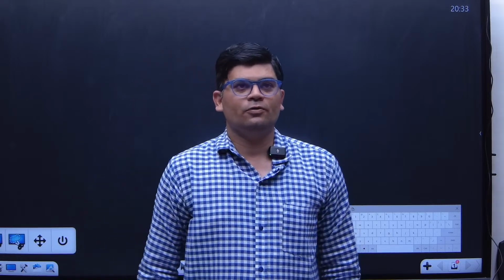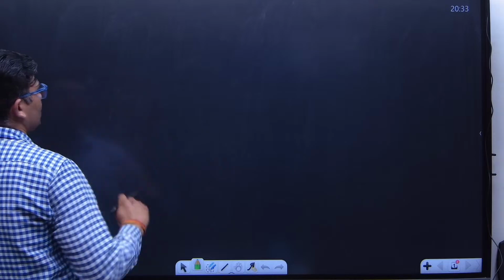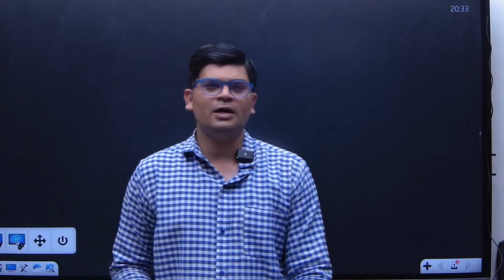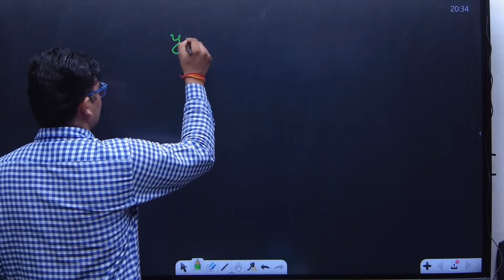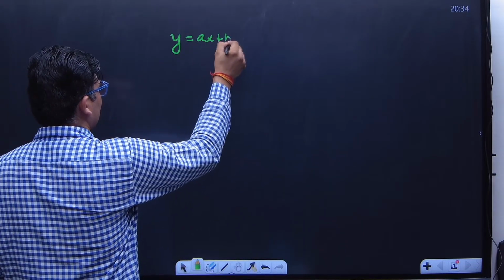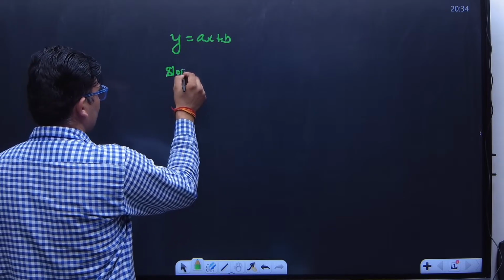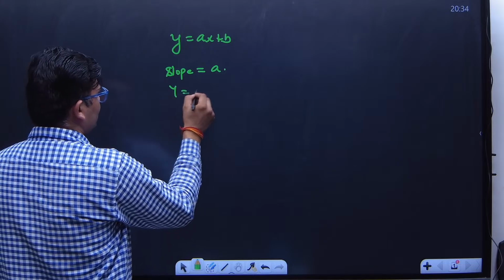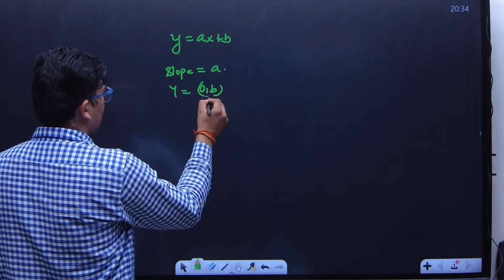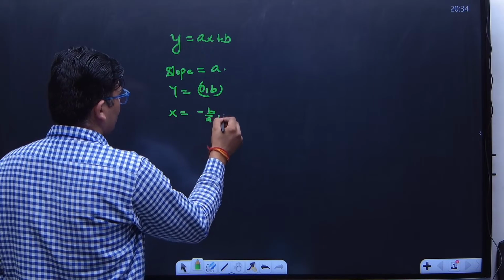So I was telling you that in the previous classes we learned about the basics of algebra, in which we also learned about straight lines, and I told you that y is equal to ax plus b. Then we have one more thing, which is slope. Slope is written as a, and then we have the y-intercept, which is written as (0, b), and then I told you we have the x-intercept, which is (-b/a, 0).